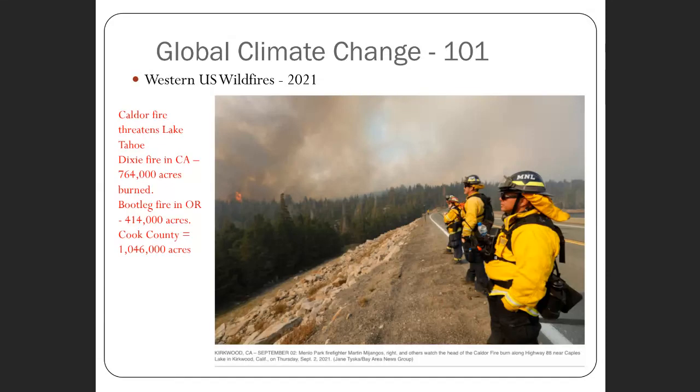Here's some firefighters in California, right? Trying to battle, I think this was the Caldor fire. I said Cook County's about 1 million acres. When I looked up the numbers last night, I think we had about 6.5 million acres of land destroyed by wildfires in the West this year in 2021. So, think of 6 Cook counties got burned up due to wildfires in the Western United States. Right? Those are some of the impacts of global climate change.